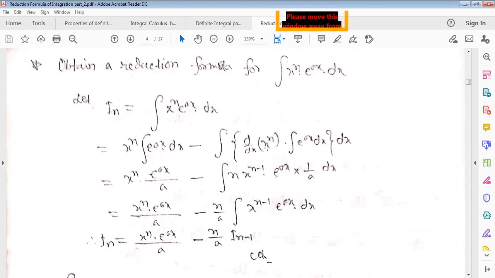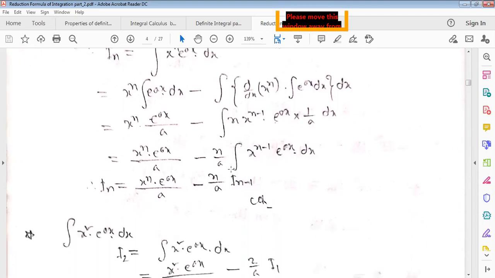The differentiation of x to the n is n times x to the n minus 1. This is the differentiation formula. Now the integration of e to the power x is e to the power x divided by the coefficient a. So we get x to the power n e to the power x divided by a, minus n by a times the integral of x to the n minus 1 e to the power x. This also looks like the given integral, that means I equals n minus 1. This is I_n.